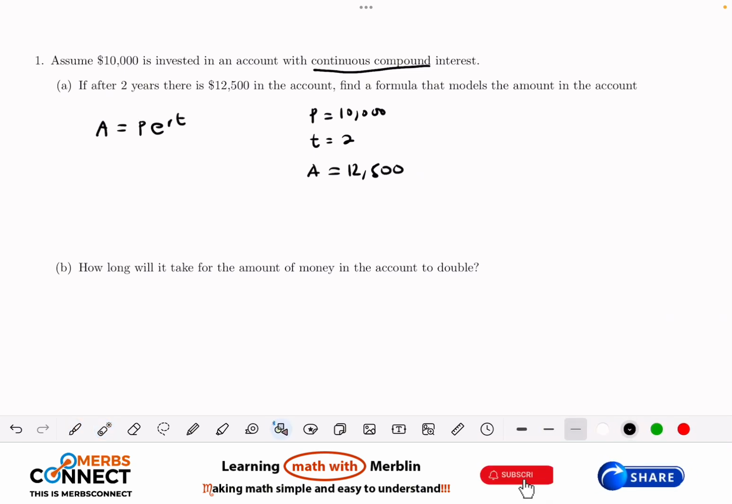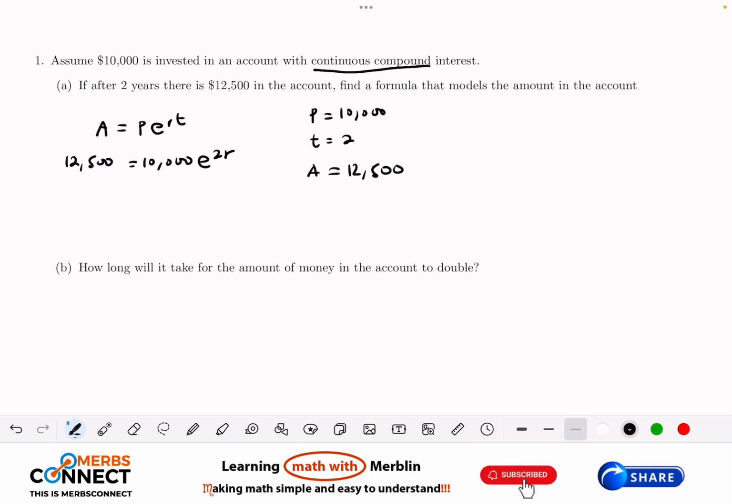A is 12,500. So I'm going to have 12,500 equal to P, which is 10,000, times e to the power of, then I know that T is 2, and I don't know R, so when I multiply, I'm going to have 2R. So what I'm going to do here is find R.